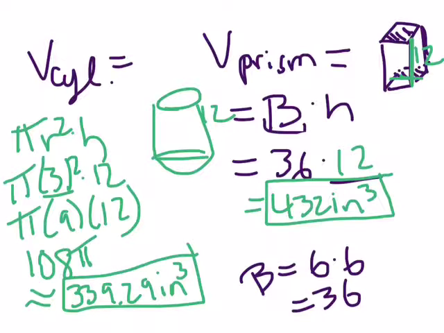And then I always get the question, okay, well, who wants to drink out of a prism? Because it'd be hard to drink out of. Okay, fine, maybe you do want the cylinder.